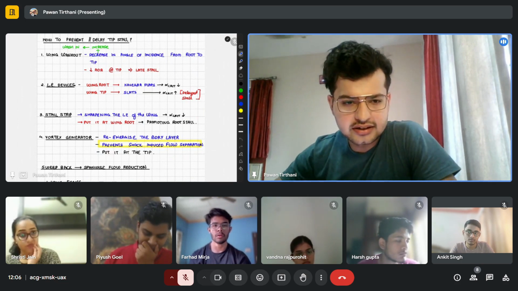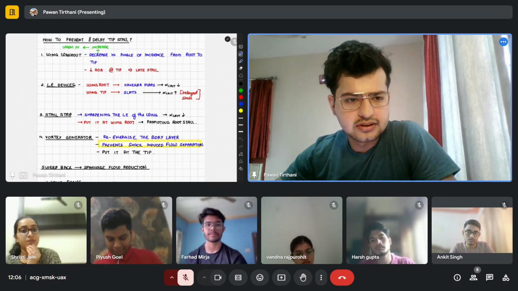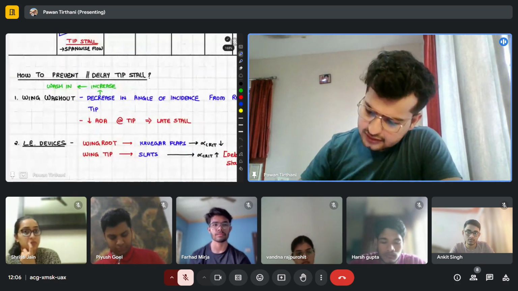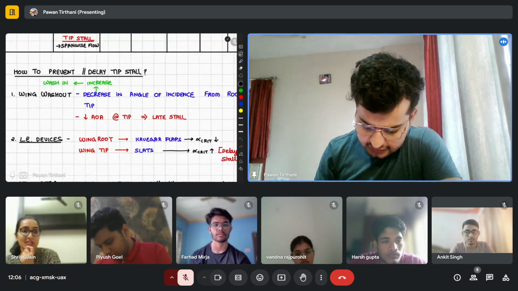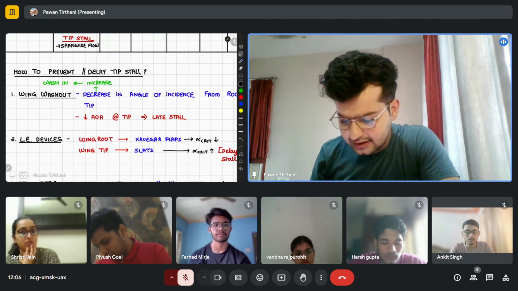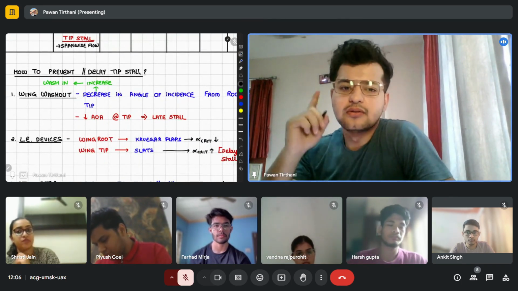So these 4 first devices are delaying the stall at the tip and inducing the stall at the root. Let's see how. The first one is a wing washout. Let's have a reading. What is wing washout? It is a decrease in the angle of incidence. What is the angle of incidence?